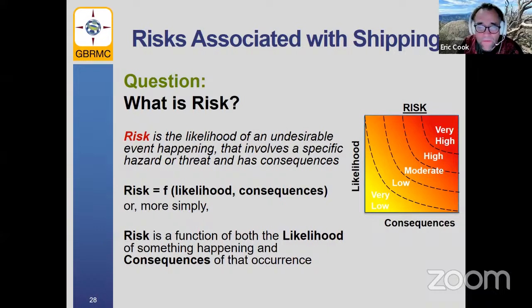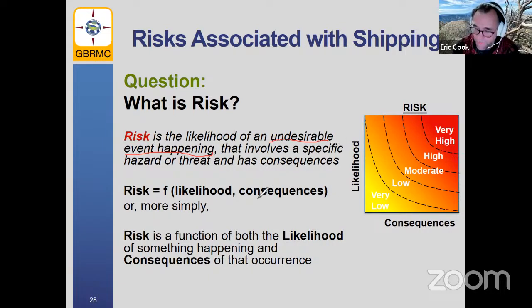The key thing when we're talking about risk is that risk is the likelihood of an undesirable event. For example, if I ask, what is the risk of crossing the road? I have to think about all of the undesirable events that could occur if I were to cross a road. I could get hit by a car. I could trip on the sidewalk. I could get lost crossing the road.